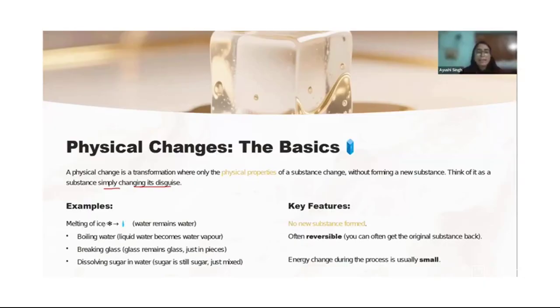So, examples: melting of ice. This ice gets converted into water, right? And water remains water only. Boiling water, even if it gets converted into water vapor, you can turn it back into water, right? It will rain and become water.